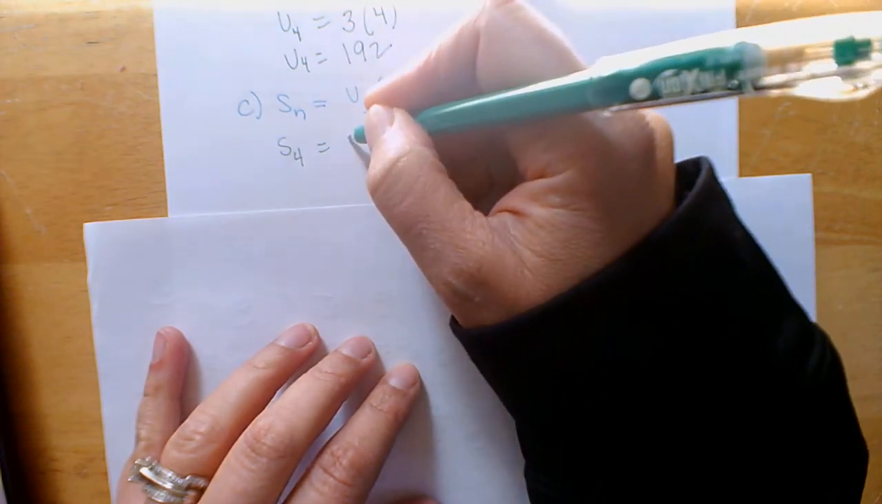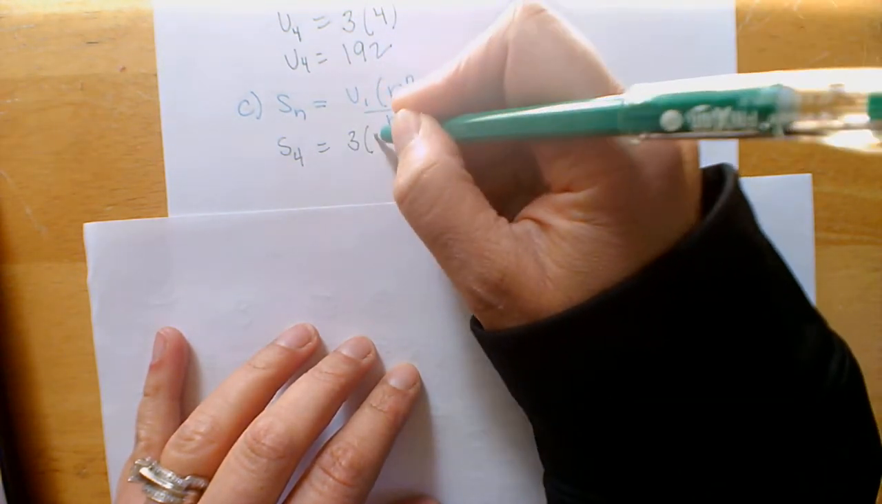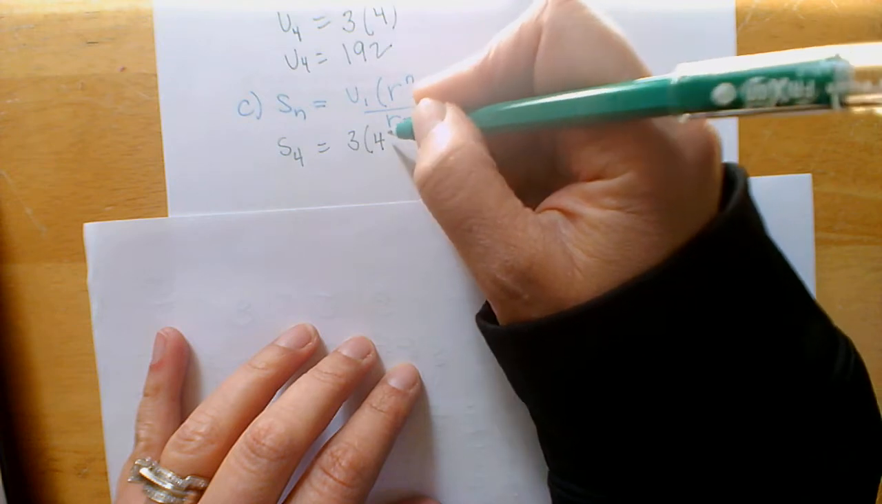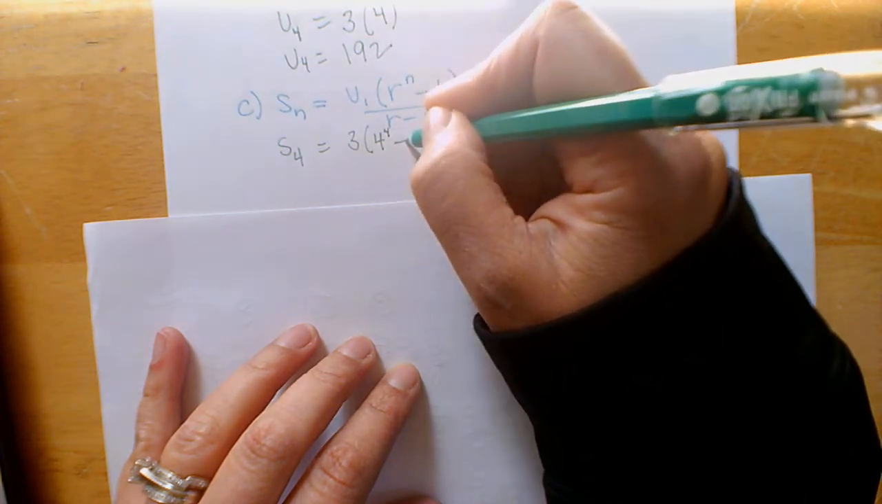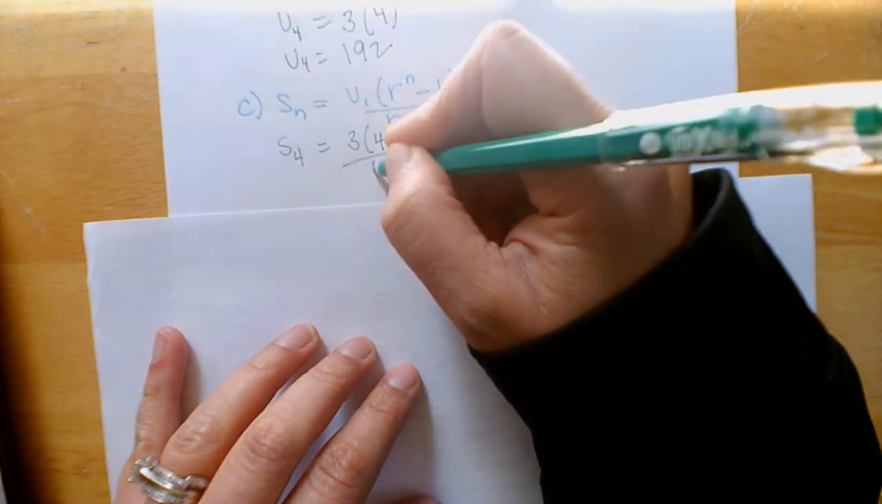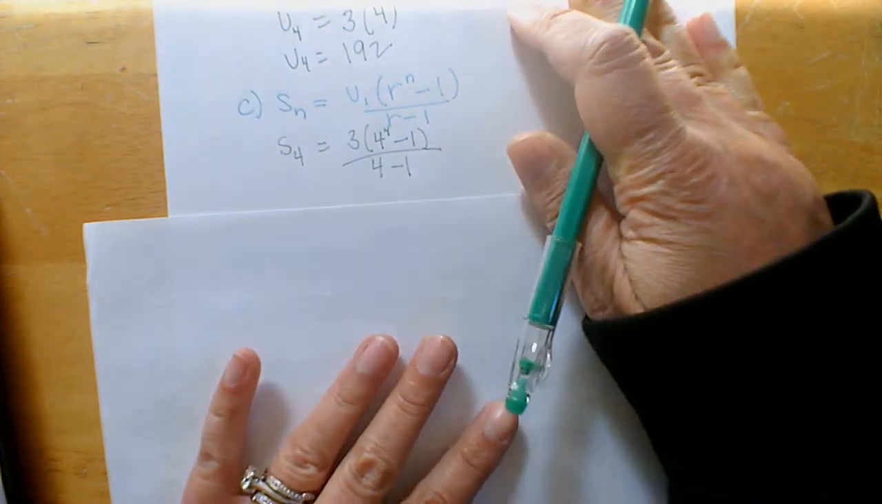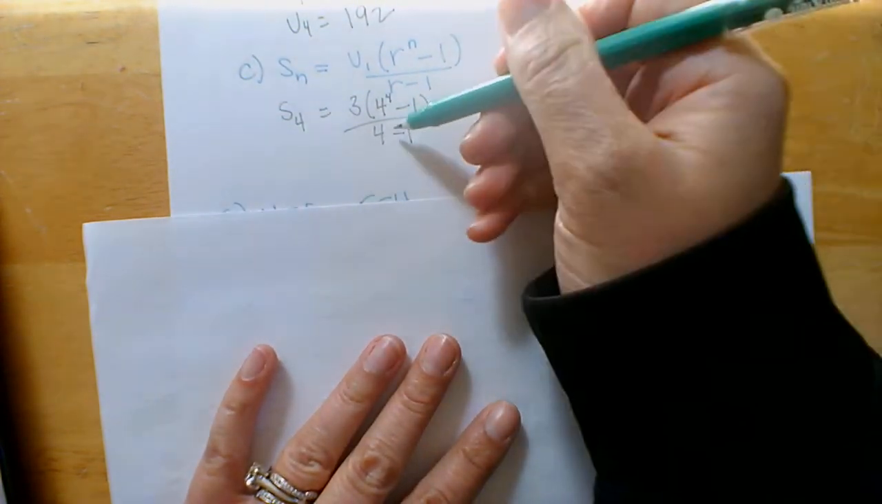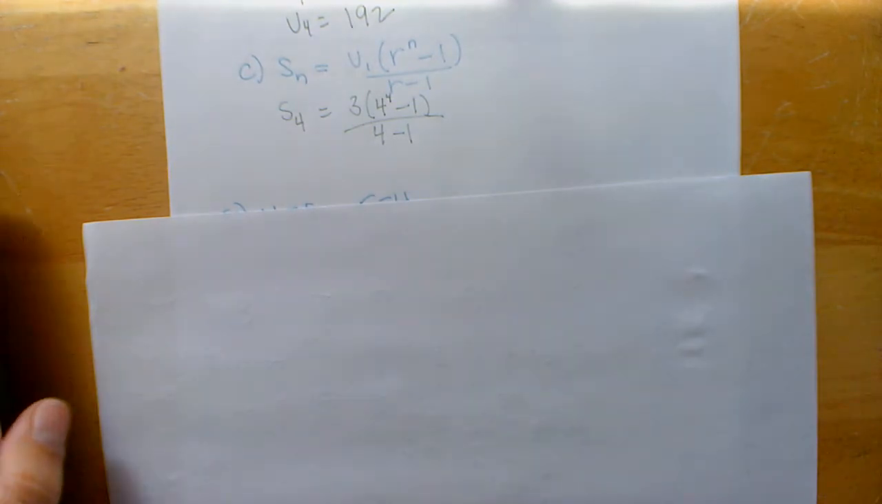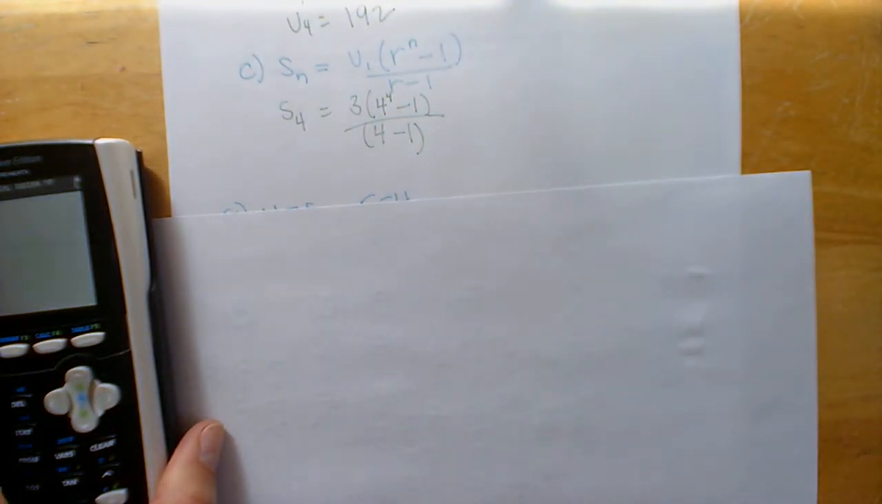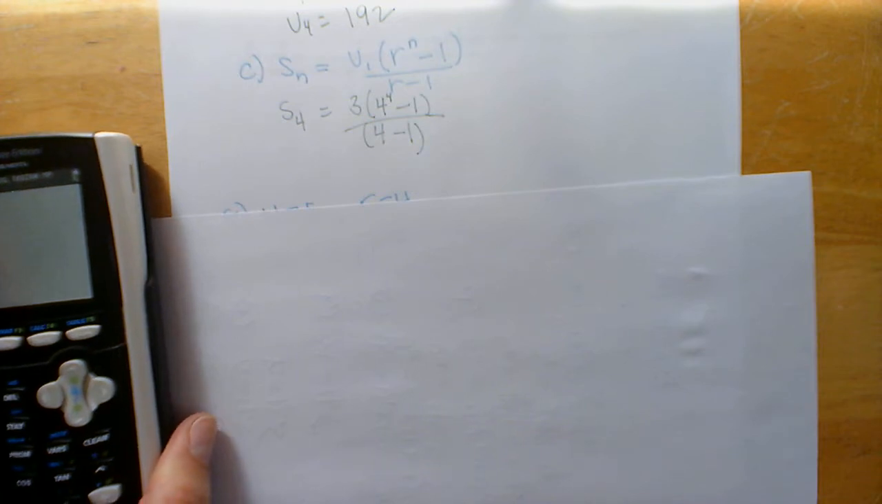We have u sub 1, which is 3, times our common ratio, which is 4 raised to the 4th power minus 1, all divided by r minus 1, which is 4 minus 1. Now you can put this directly into the calculator just like you see it, but be careful. I've reminded you before, you should put parentheses, or you should just subtract 4 minus 1 to get 3.